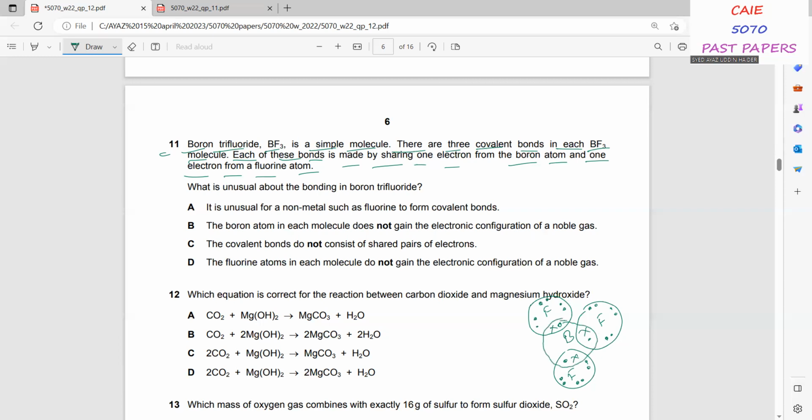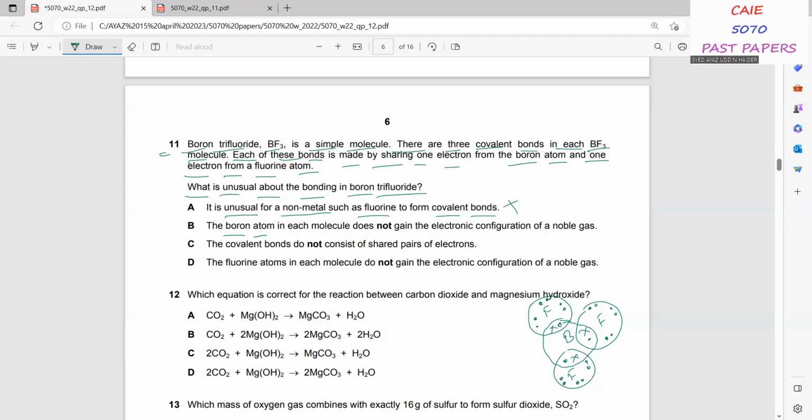This will be the dot and cross diagram. What is unusual about the bonding in boron trifluoride? A, it is unusual for a non-metal such as fluorine to form covalent bonds. This is not unusual because fluorine does form covalent bonds. So this statement is wrong.